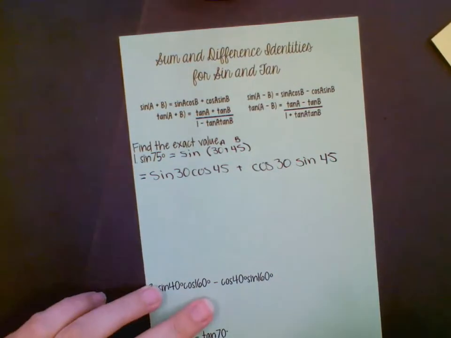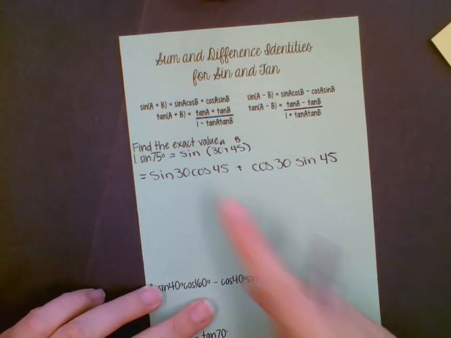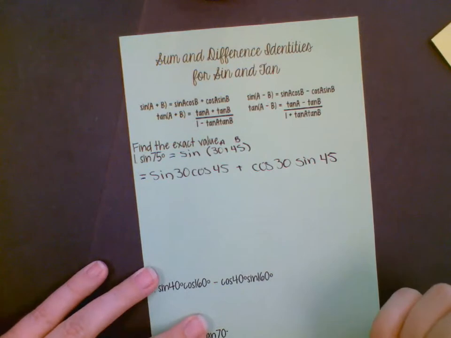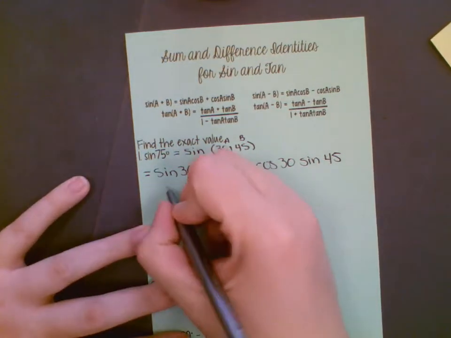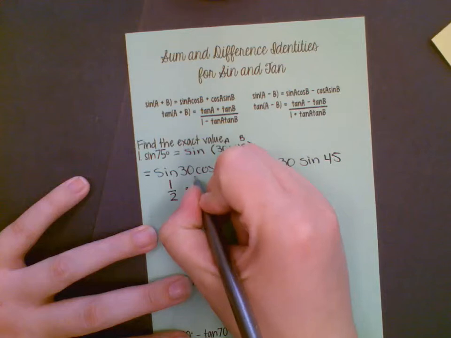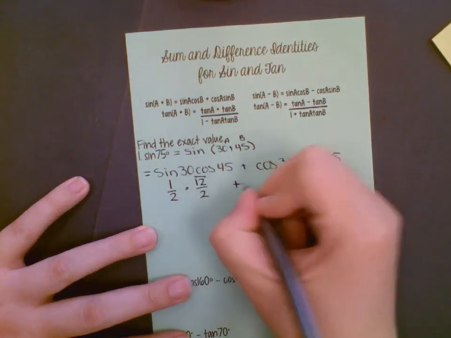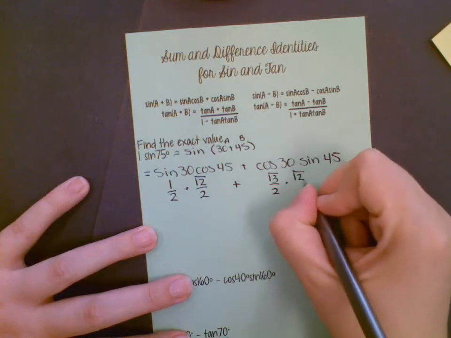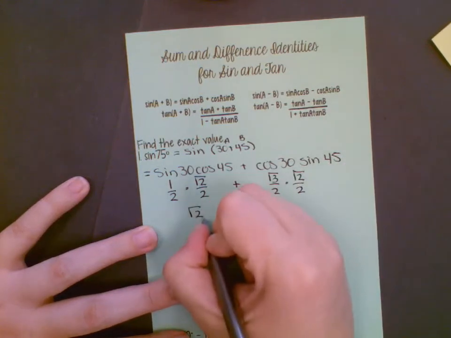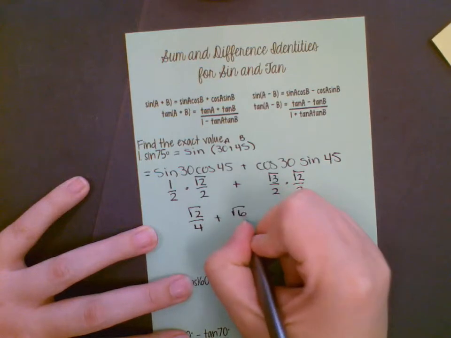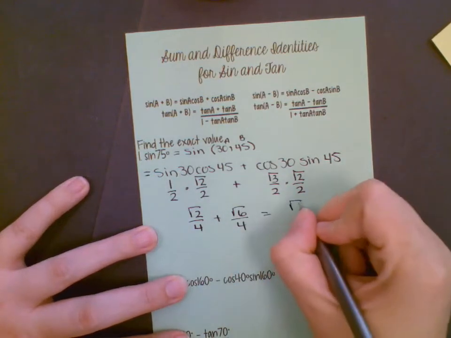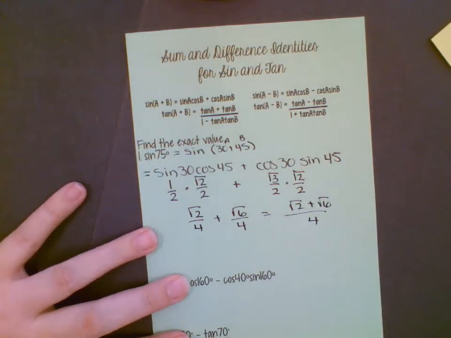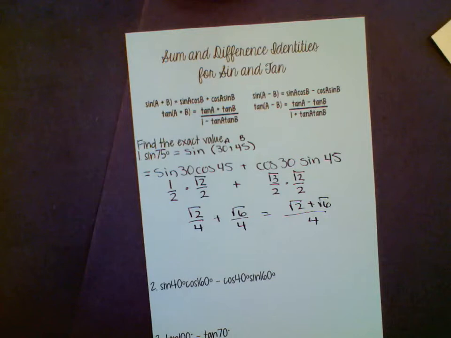Basically we just switched which angle measure they had. From there we just do what we did last class and plug everything in. If you don't remember your values for 30 or 45, draw your triangles. The sine of 30 is 1/2. Cosine of 45 is root 2 over 2. Cosine of 30 is root 3 over 2. And sine of 45 is root 2 over 2. So we would have root 2 over 4 plus root 6 over 4. Our final answer would be root 2 plus root 6 over 4. Pretty much just like what we did last class.